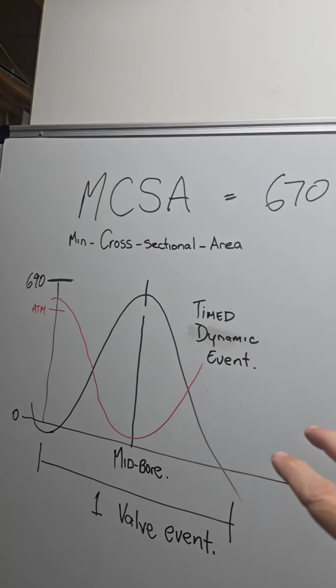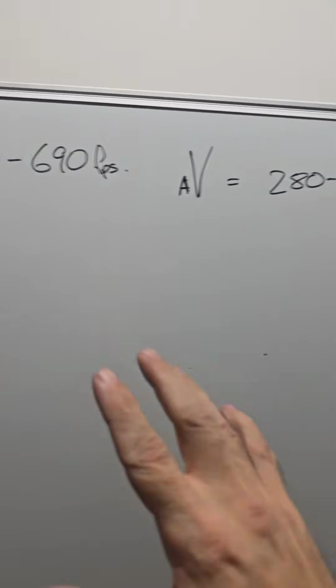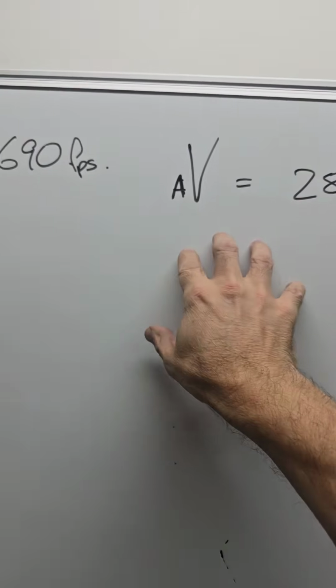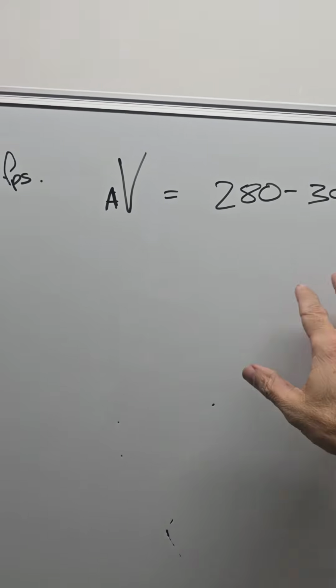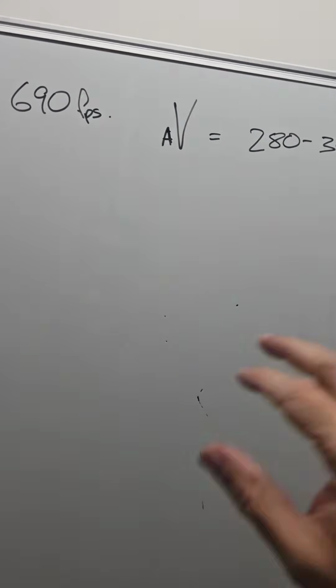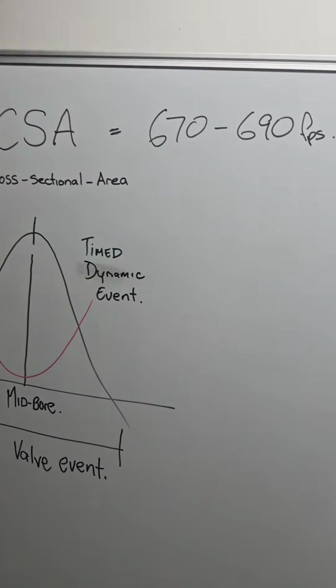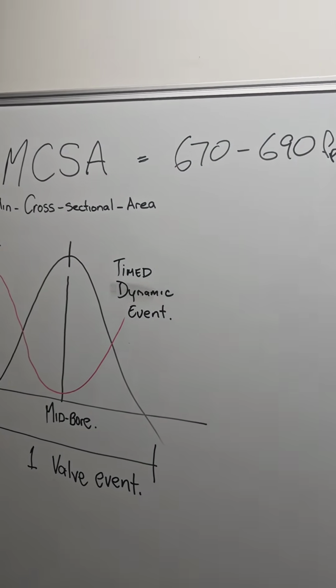One's a dynamic measurement calculation, not a measurement, sorry, and the other one is also a measurement but of an average, and we can also measure it on a flow bench in what we call a steady state flow, not a timed velocity event like it is in a minimal cross-sectional area calculation.